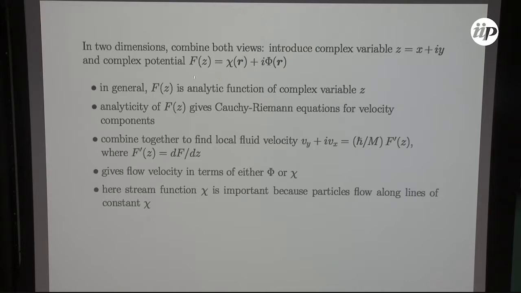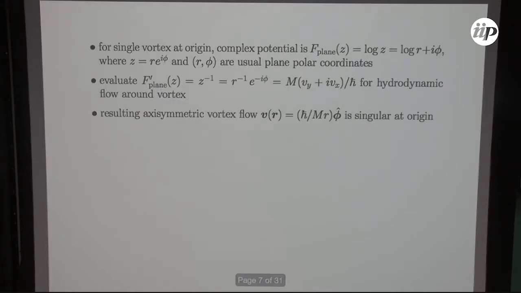Now, in 2 dimensions, you can use complex variables, and you can combine chi and phi as a complex function, which is an analytic function. And the Cauchy-Riemann equations give you the velocity components. Basically, what you find is that the velocity Vy plus iVx is just the first derivative of f, where f is this function. And the stream function is important because it visualizes the flow of the particles in a very direct way. And I'm going to rely on that frequently.